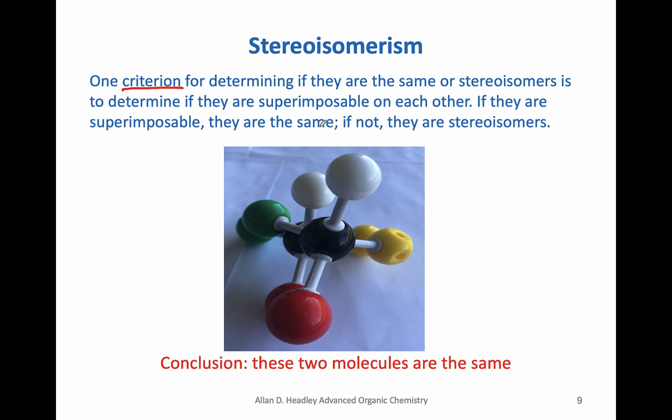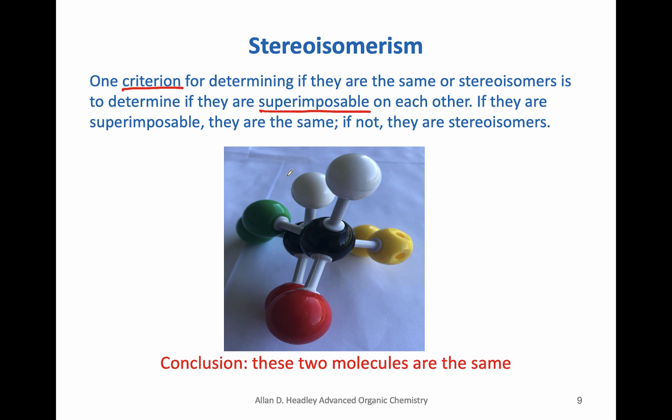So we can use this criterion to determine if two molecules which have four different groups bonded to a carbon are the same or not. If they are superimposable on each other, they are the same molecule. If they are not superimposable on each other, then they are stereoisomers.